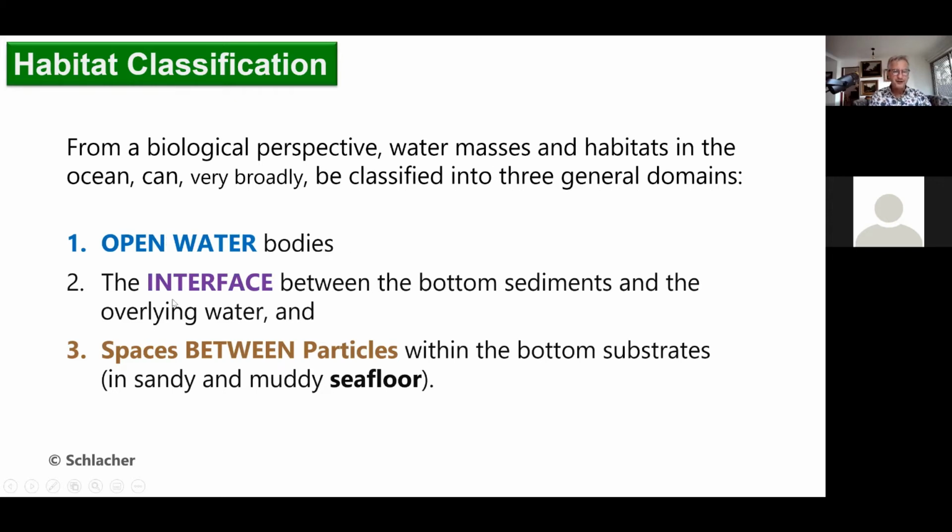Then, technically speaking, we can take the interface between the bottom sediments and the larger water column, which is basically maybe half a meter or so. And then it's the space between the particles within the bottom substrates, basically everything which lives on the seafloor.